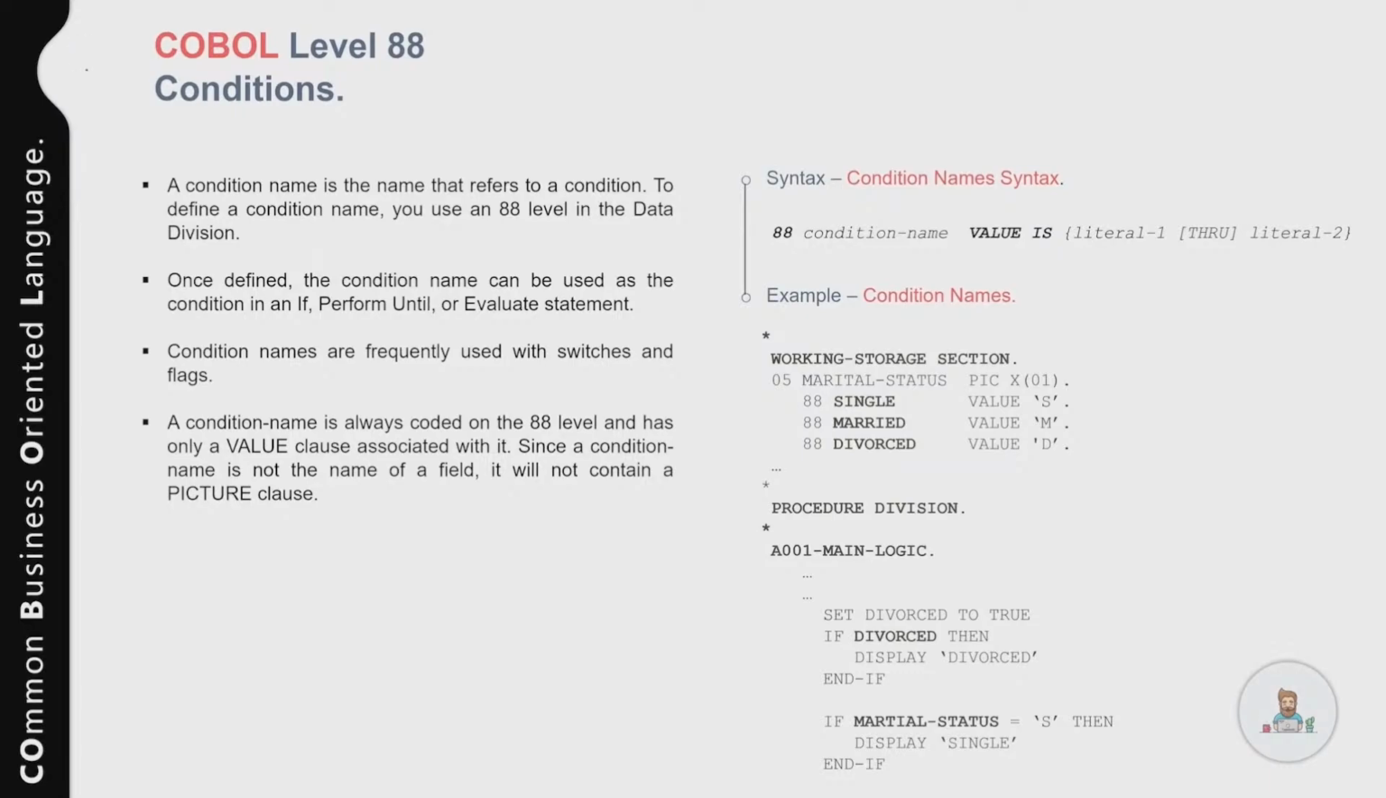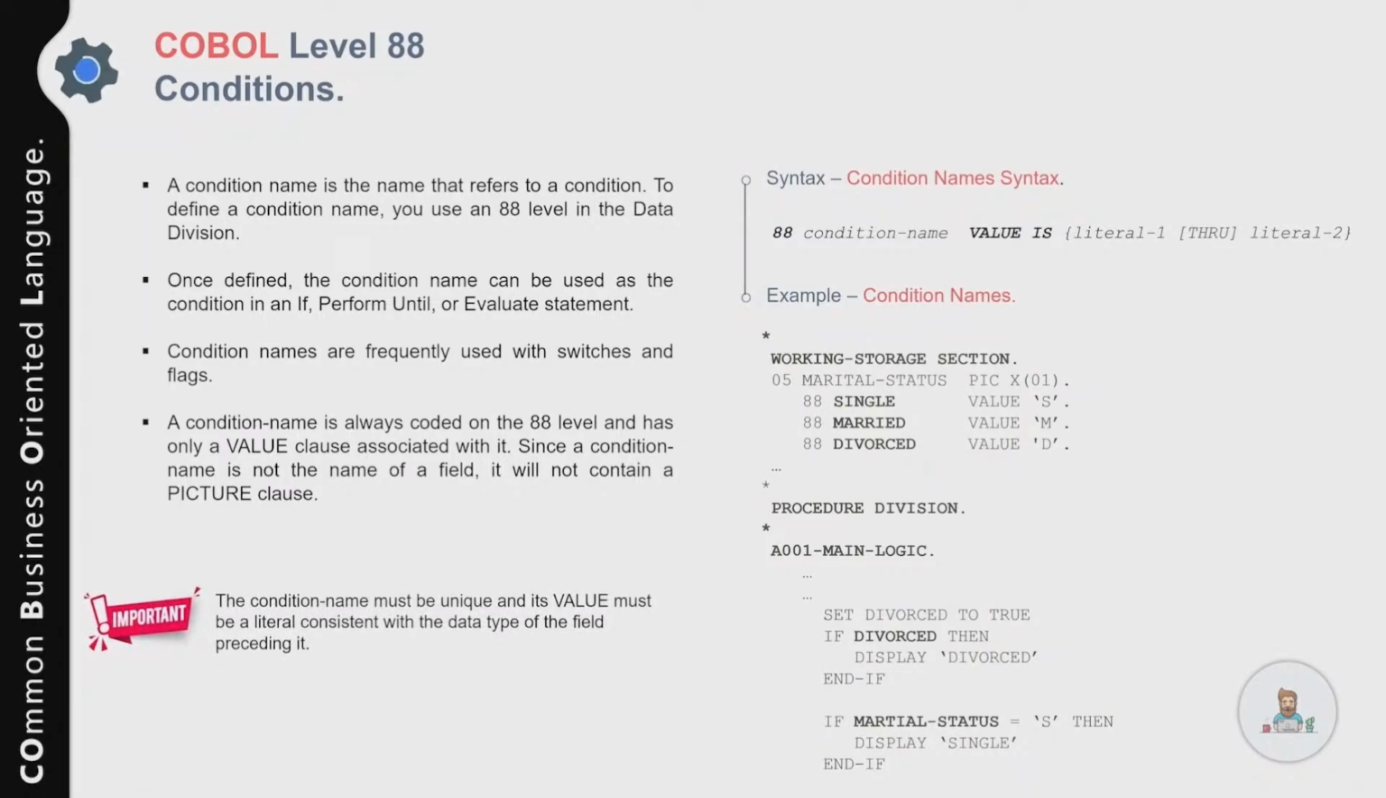In the following example, we have defined a variable, marital status, with a length of 1 and the data type is alphanumeric. The three possible values of this variable are S, M and D. S denotes single, M denotes married and D denotes divorced. All these three condition names are defined at level 88 and we're going to use them directly instead of using the marital status variable in our logic. If you look at the procedure division, we have a paragraph, A001-main-logic.